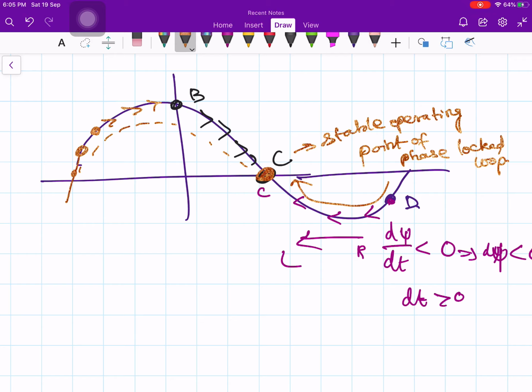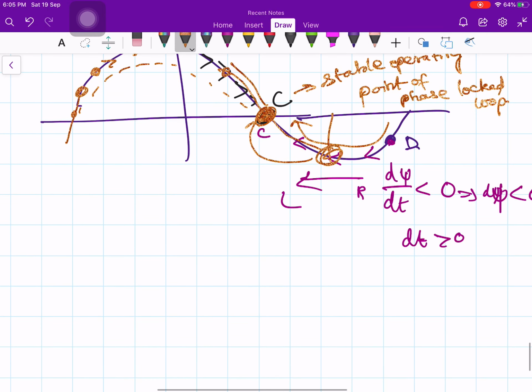By chance, if you are moving away from this point and reaching here, then again there is more chance to come back to this point C also. In case you move in this direction, you are forced to come to this point C. So point C is a stable operating point, as I just mentioned earlier.